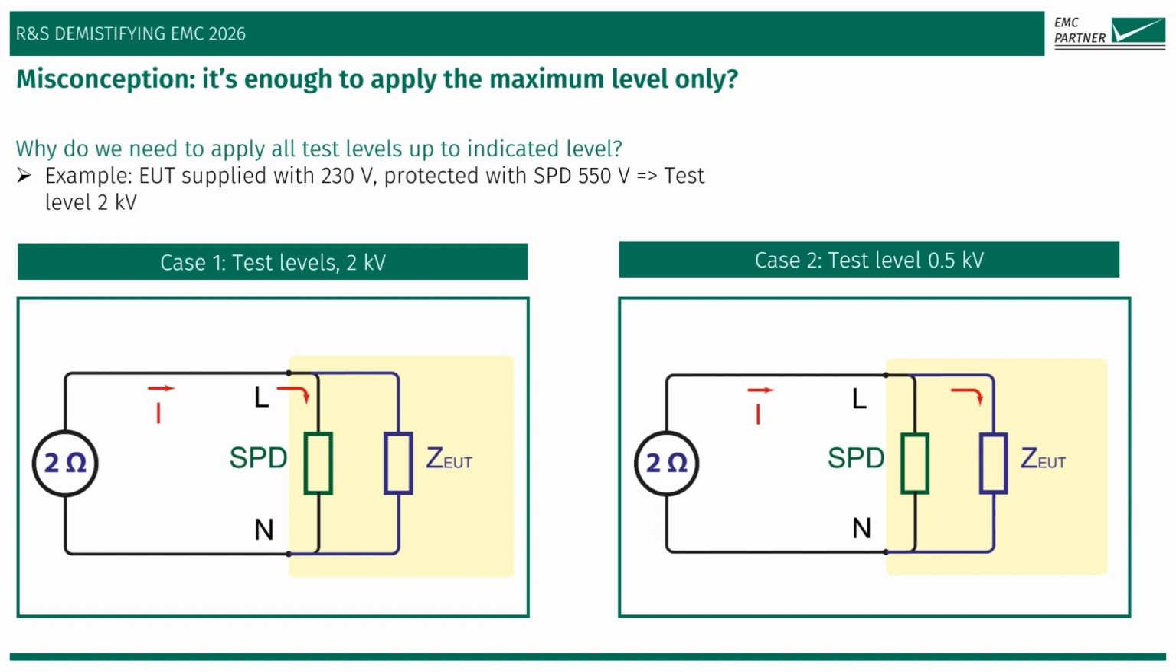This shows it's always recommendable to apply the surge test starting with the lowest test level of 500 volt and increasing up to 2 kilovolt.